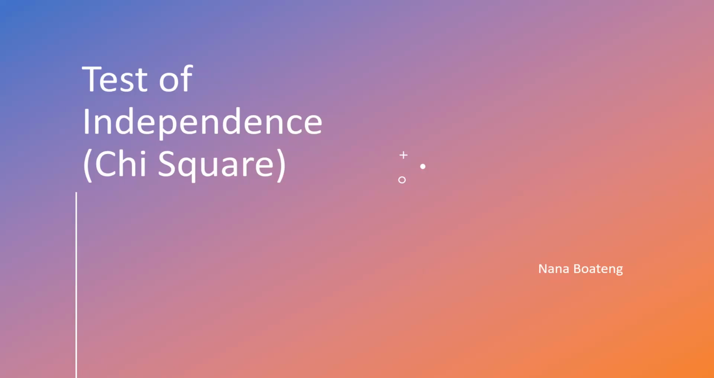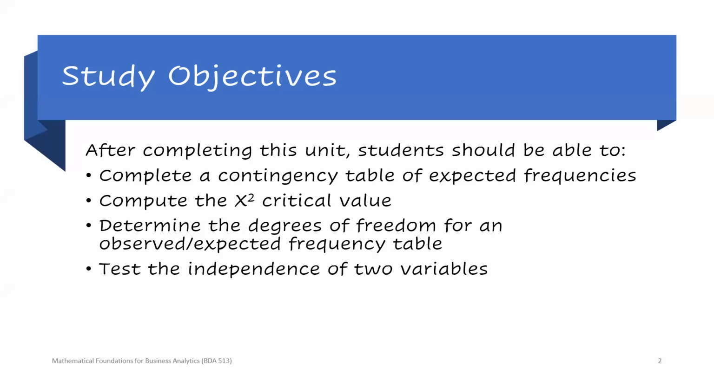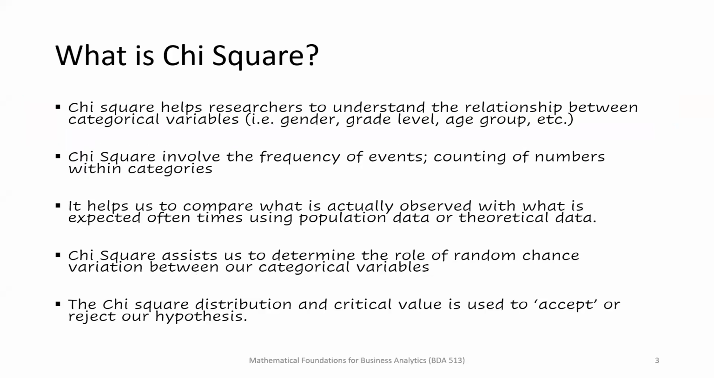So, we're looking at our last topic, test of independence, chi-square to be specific. By the time we finish today, you should understand what chi-square is about, complete a contingency table of expected frequencies. We'll learn how to compute the chi-square critical value, and determine the degrees of freedom for observed and expected frequency tables. Then test the independence of two variables.